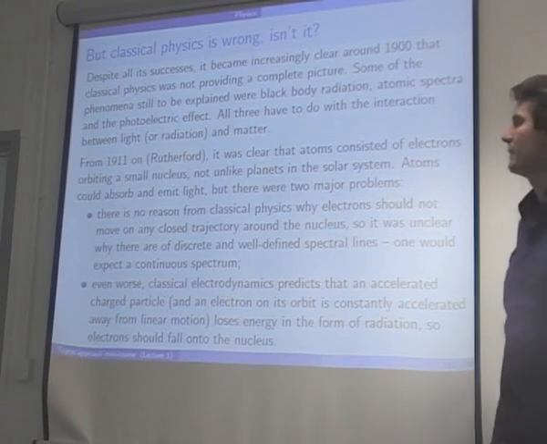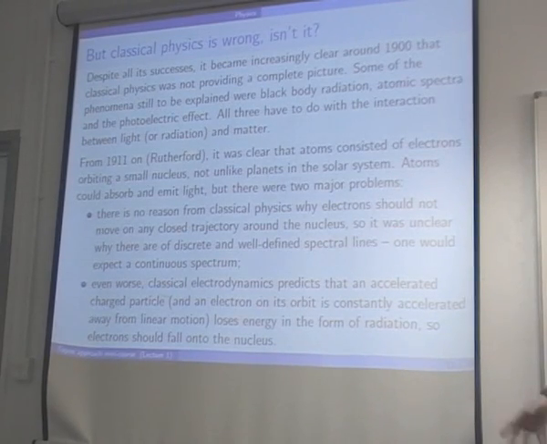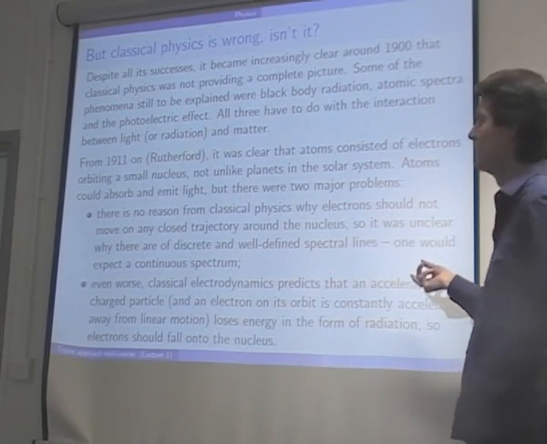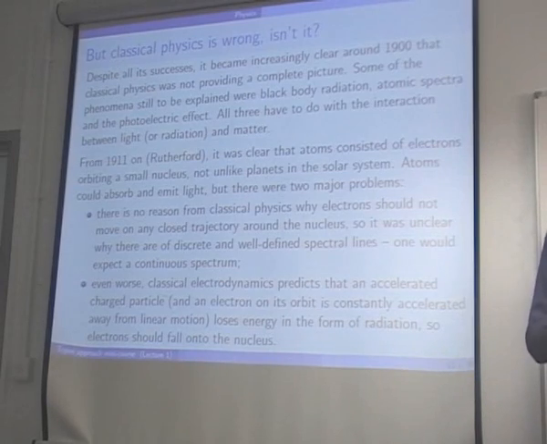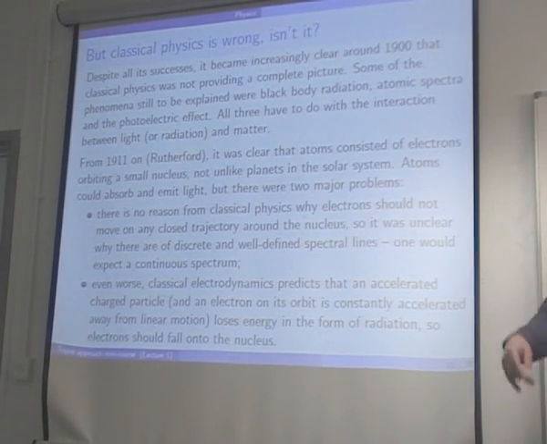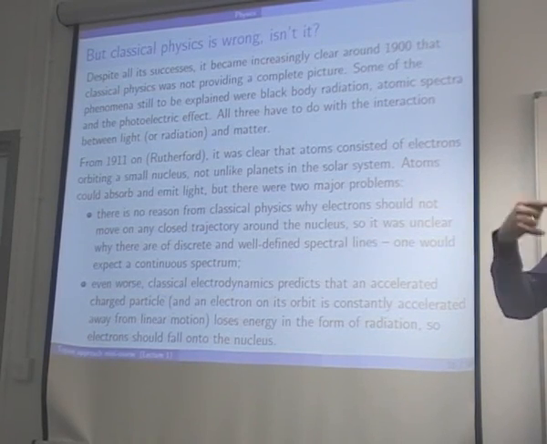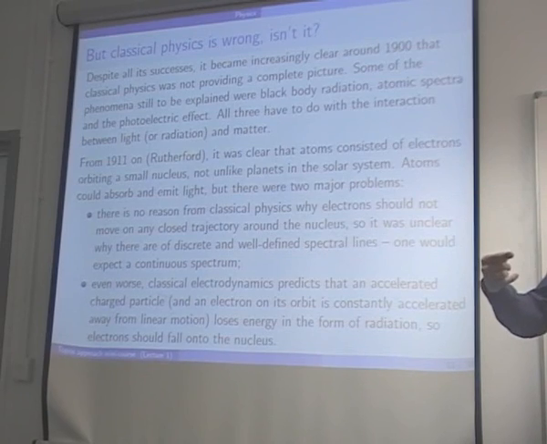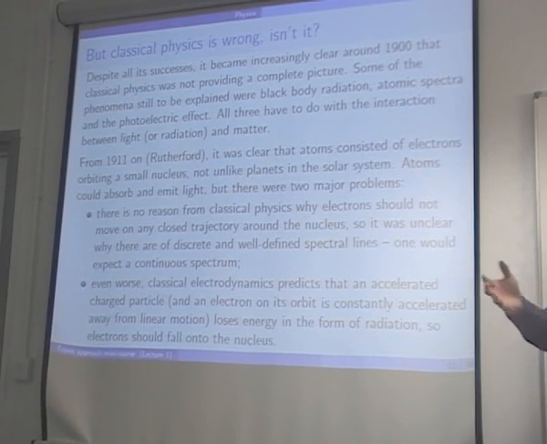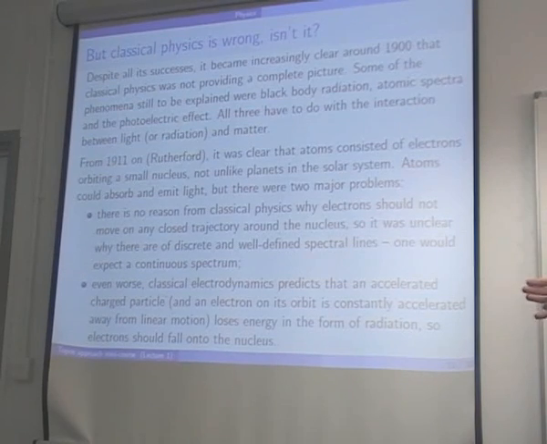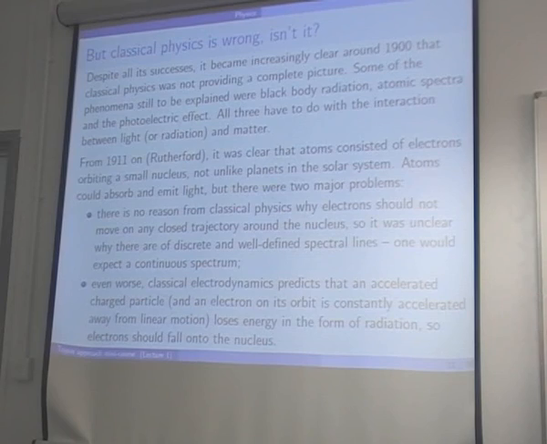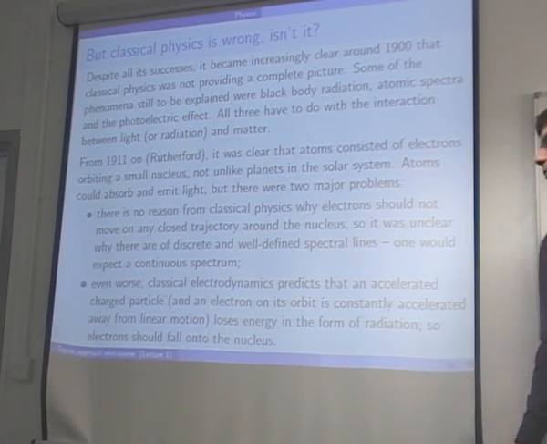Now this is all fine, but there are massive problems if you look at this as a classical system. First of all, classically there's no reason why you should see discrete spectral lines as you actually do in experiments, because such an electron could move, if it was a classical particle, on any closed trajectory around the nucleus, and it could, in classical view, absorb any amount of energy and give off any amount of energy. So you wouldn't expect to see lines, you would expect to see some kind of continuous spectrum.